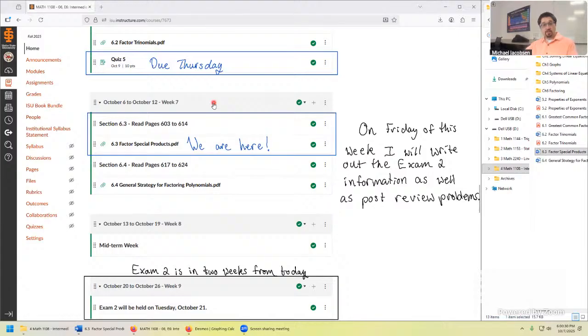On Friday at the end of this week, probably at the very start on Friday, this is going to be one of the first things I do, even before grading quiz 5. I'll start writing down the exam 2 information. That way you'll know the exact coverage of what's going to be on the second exam. And then I'll start including the review problems, just like we did on exam 1.